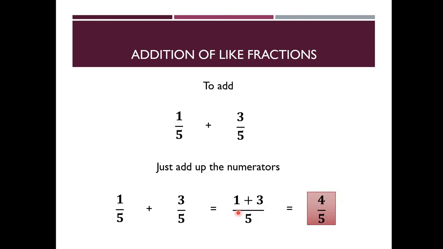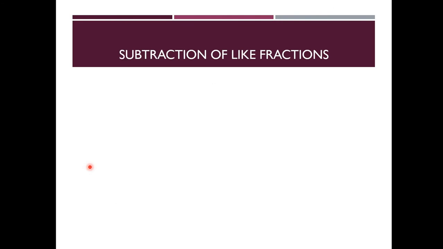Now did you see that we have kept the denominators the same because we had the same denominator? This means addition of like fractions. These fractions were like fractions and we added them by only adding up the numerators. So that was 1 plus 3 upon 5 is equal to, add 1 plus 3, 4 upon 5. Keep the denominator as it is. So this is how we do the addition of like fractions.